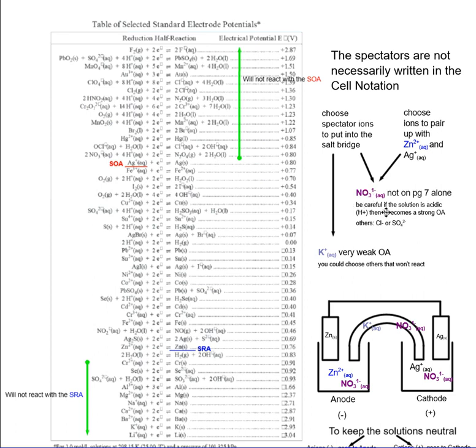But be careful if the solution is acidic. Then it becomes a strong OA. Notice that here we have nitrate and we have an acid, hydrogen protons, and it's even a stronger oxidizing agent than the silver that we have. But our solution doesn't involve any hydrogen protons, so we can safely use nitrates as a spectator. So now that we have a negative ion, an anion, we need to find a cation. In this case, we will choose a potassium ion, because if we see on page 7, potassium is near the bottom of the OA, meaning it's very weak.